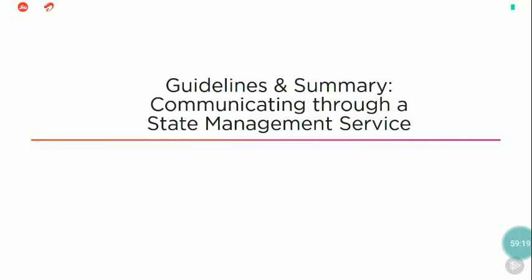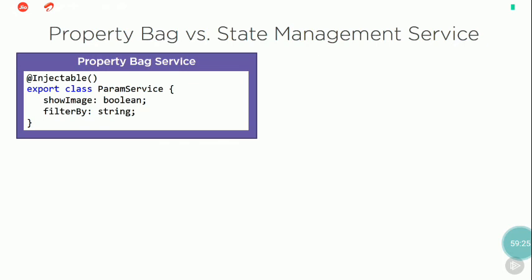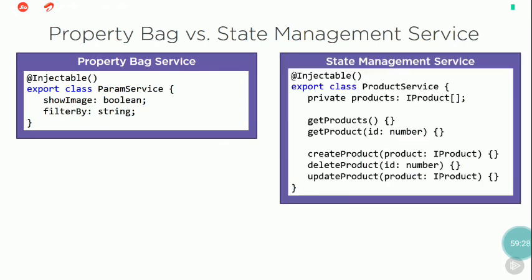Guidelines are helpful when evaluating communication techniques. In the last module, we built a property bag service, and in this module, we created a basic state management service. What is the difference, and when should we use which? A property bag service exposes a simple set of properties. It is often used to retain values for a component to communicate with itself, for view settings, for example, or to pass data between components, such as search criteria passed from a search page to a list page.